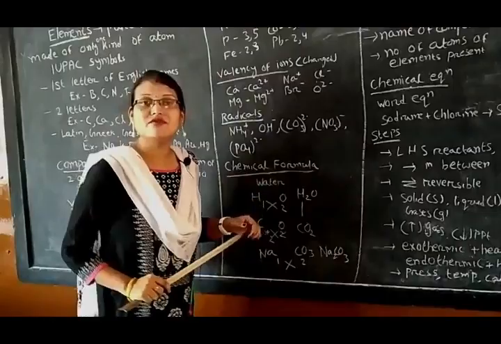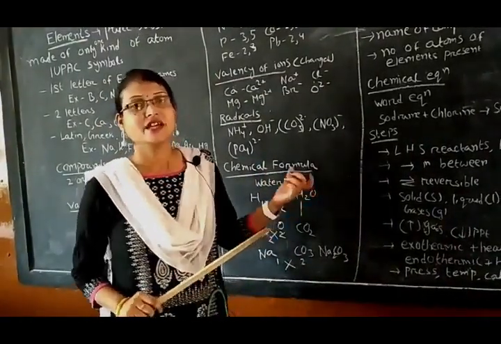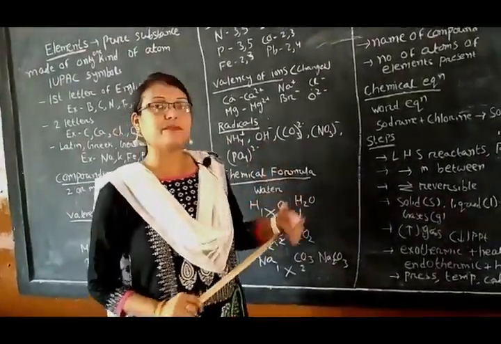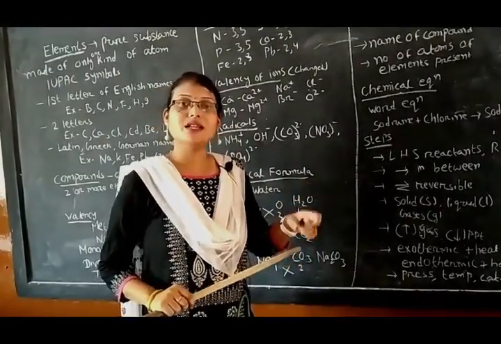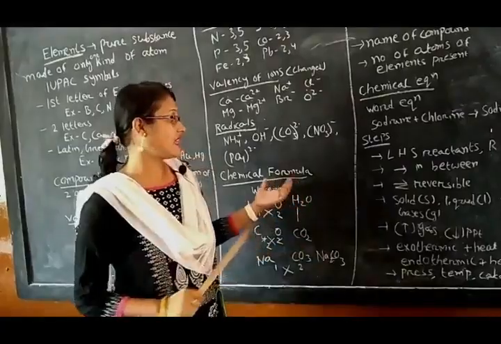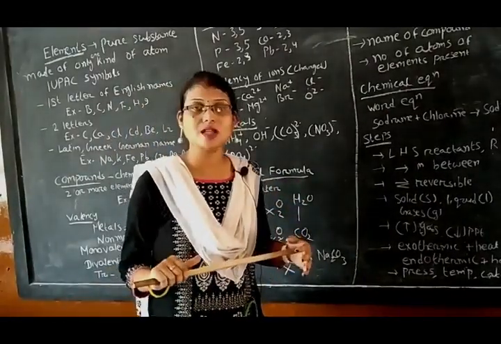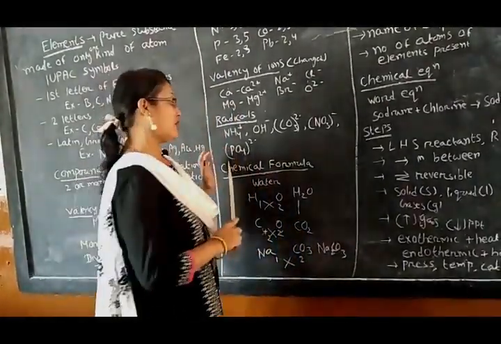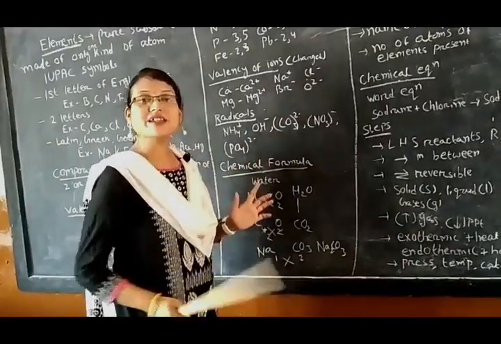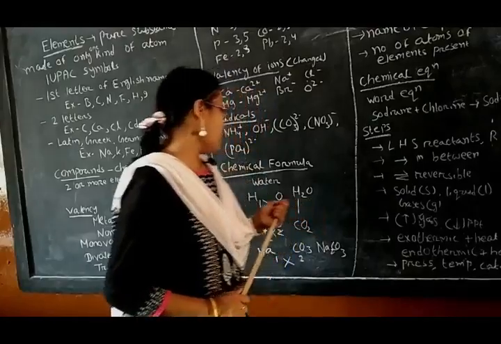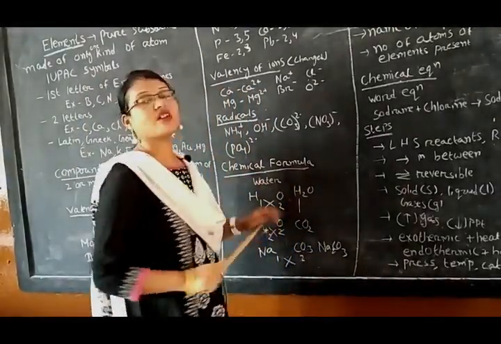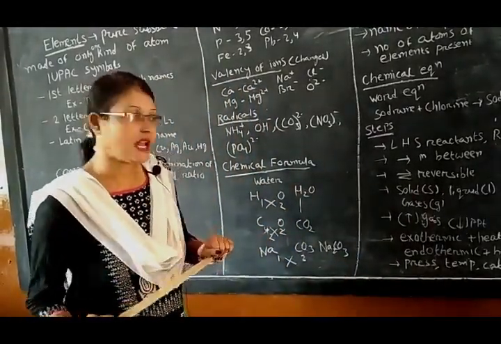How to write a chemical formula? Chemical formula means the representation of a molecule. How can a molecule be written? We can write the chemical formula by using symbols and valency. To write a chemical formula, it is very important to know the symbols as well as the valency. There are some steps by which we can write a chemical formula.